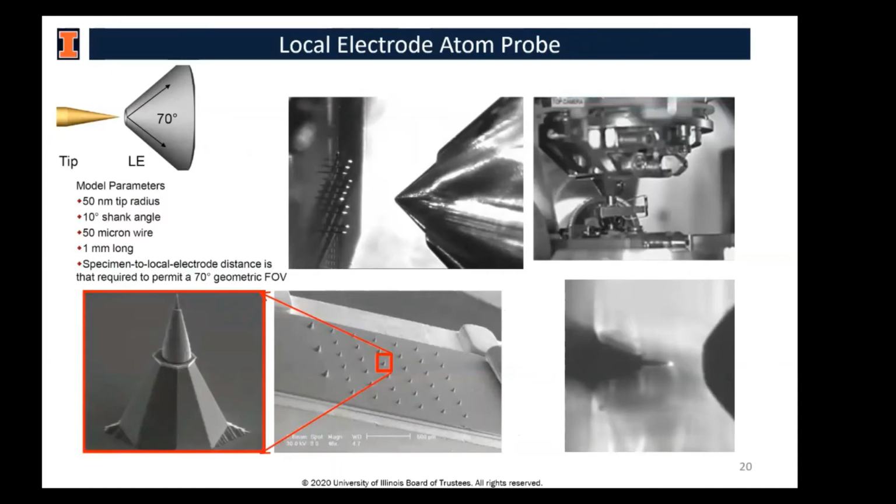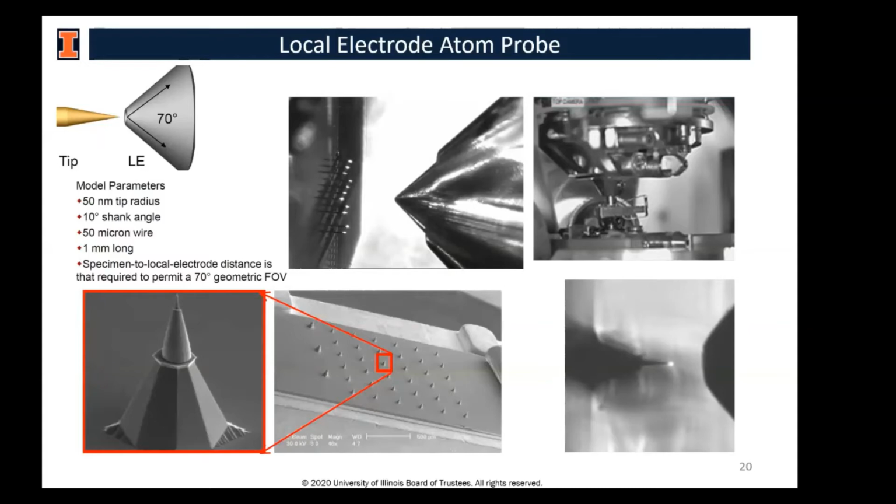Model parameters for the calculation and mechanics would be a 50 nanometer tip radius, a 10-degree shank angle, and a specimen to local electrode distance which would be required to permit about a 70 degree geometric field of view. And on the right-hand side, you have an optical picture of the local electrode. Here is the cone of 70 degrees. On the left-hand side, in the middle slide in the upper row, you see a set of these small emitters. As I say, the radius is very, very small, of course not resolvable in the optical picture.